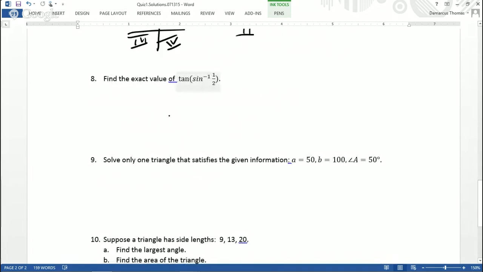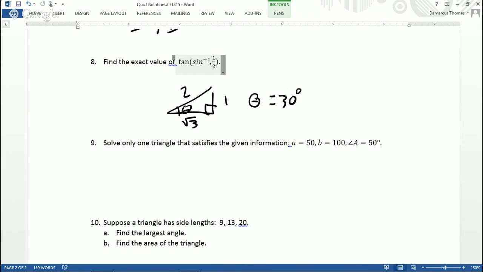Let's move on. The inverse sine of a half is the angle whose sine is a half, and that angle is 30 degrees. So we're talking about a 30-degree angle, and we now have to calculate the tangent of 30 degrees. The tangent of 30 degrees is opposite over adjacent, and if you rationalize that, you get root 3 over 3 for the final answer.